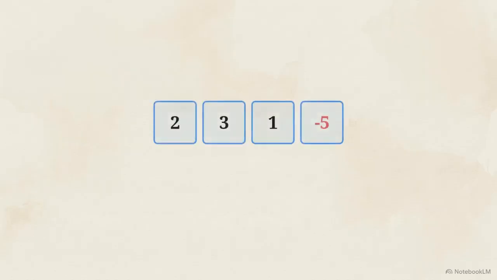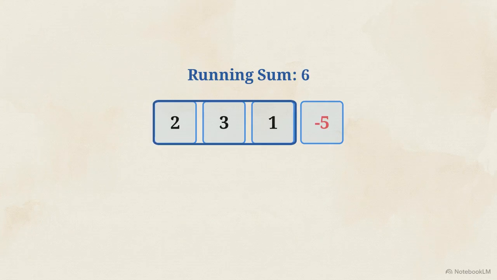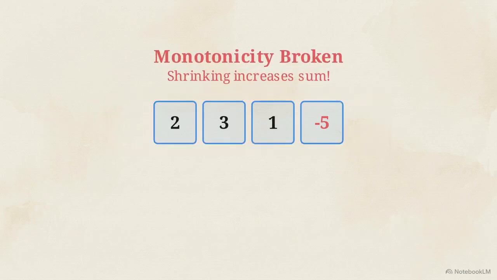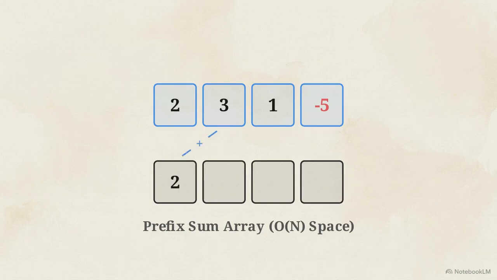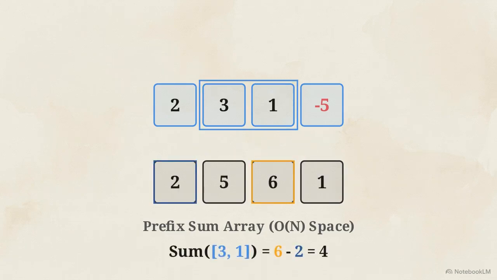Sliding windows expand right and shrink left. Update longest windows outside the shrink loop and shortest inside. But introduce a negative number and the logic breaks. Shrinking might increase the sum. Negative numbers demand a prefix sum array to pre-compute cumulative totals instead.